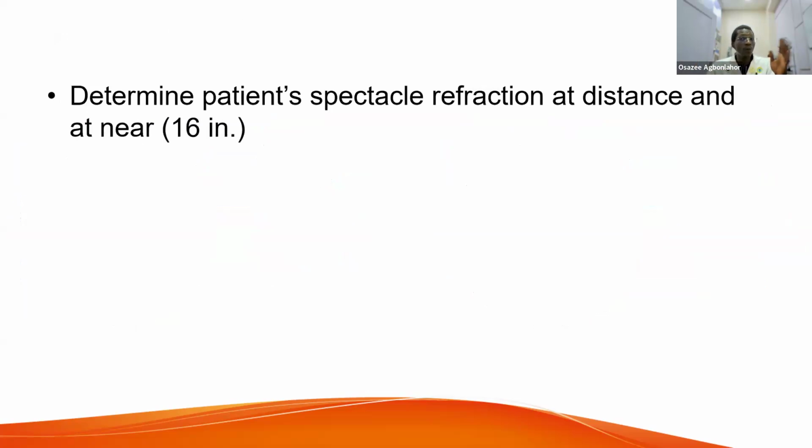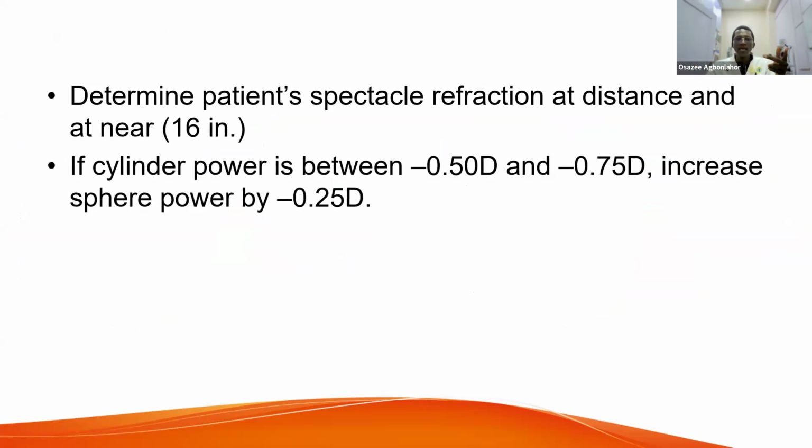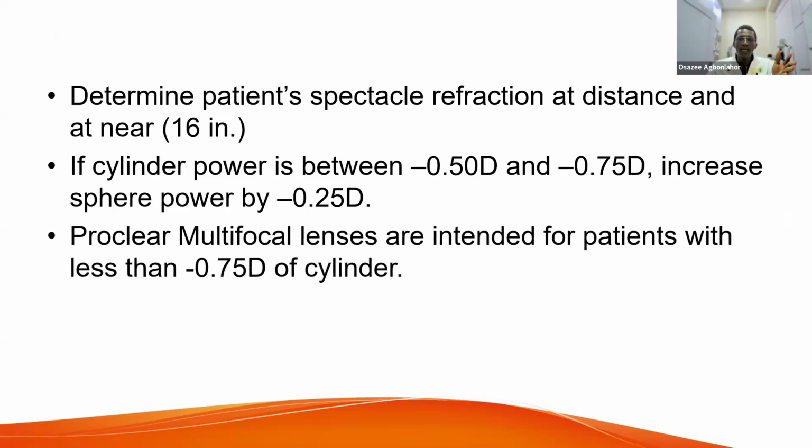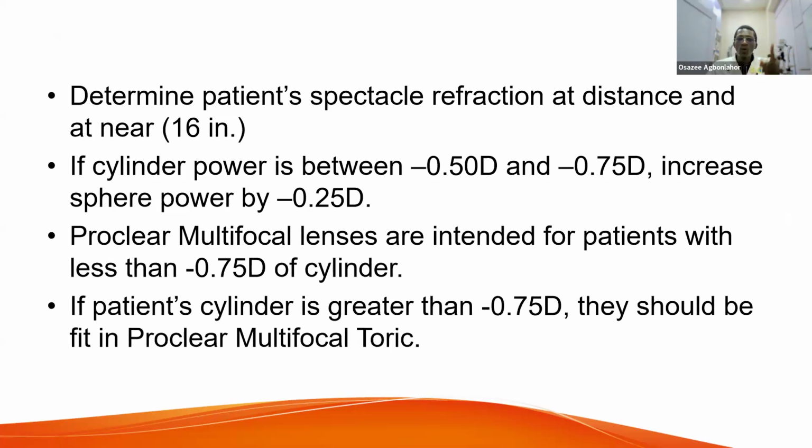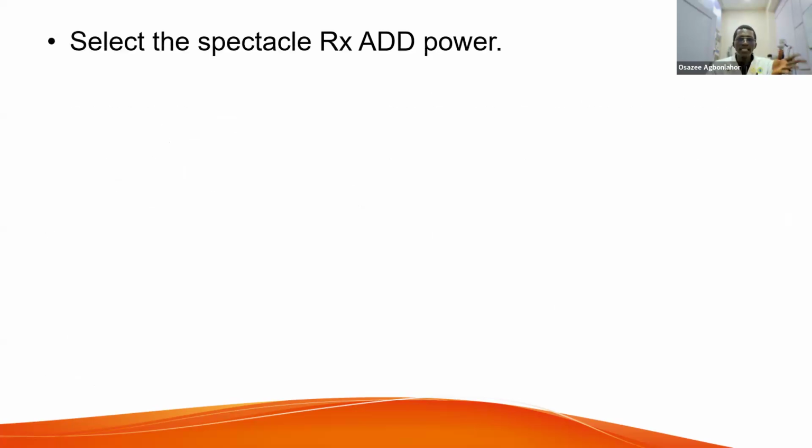So this is the guideline for CooperVision, precisely. What they ask you to do is determine the patient's spectacle prescription, both at distance, and of course the add for that patient. And just like we said before, if the cylinder is between 0.50 and 0.75, then you can do your spherical equivalent. But if it is above that, make sure you order multifocal toric contact lenses. Then you now consider all of that rotation and stabilization. And of course, determine the dominant eye. Very, very important.